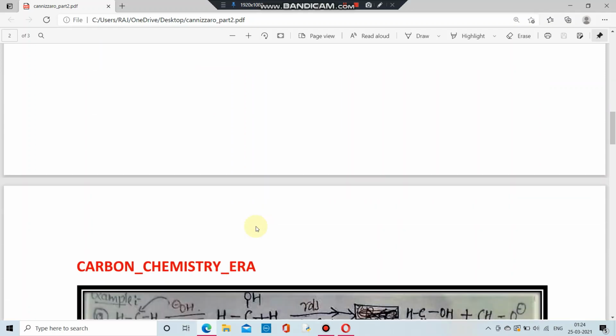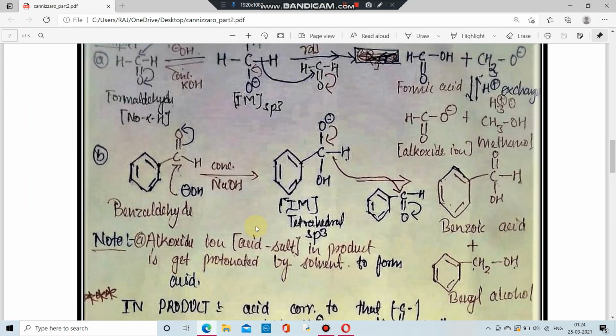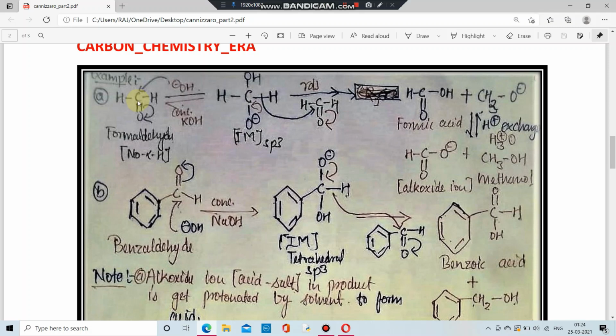Now, we are taking some examples of Cannizzaro reaction. So look, this is a formaldehyde. Look, there is no sp3 carbon, so there is no presence of sp3 alpha hydrogen in this. Now, in the presence of base, the base is going to attack at the carbonyl carbon. During that, the monoanion formation takes place.